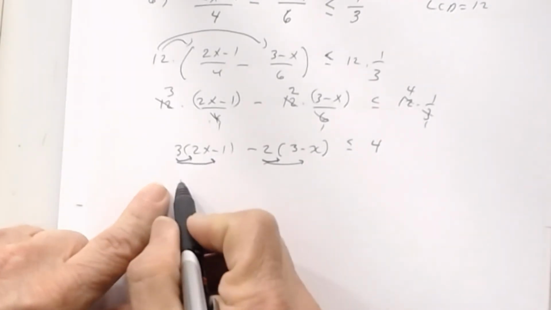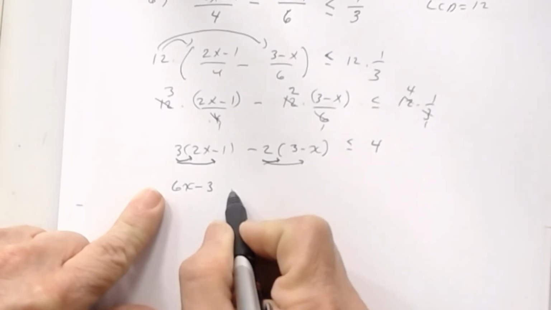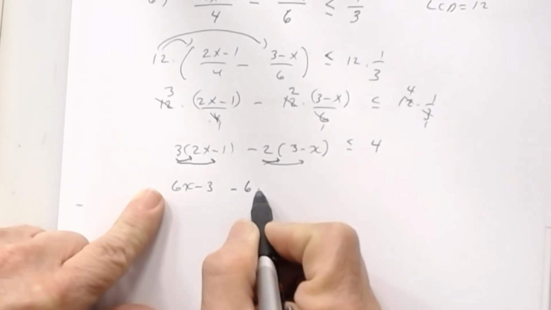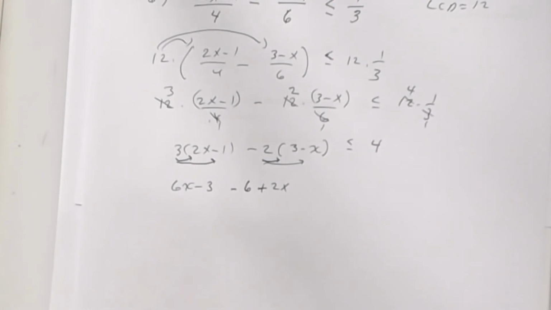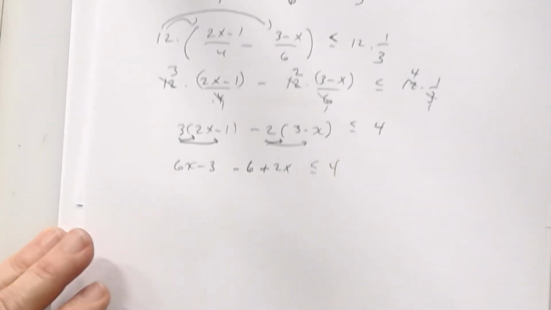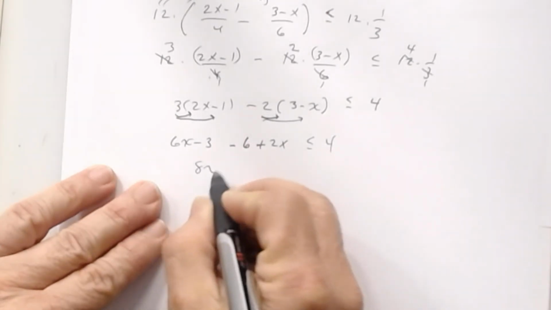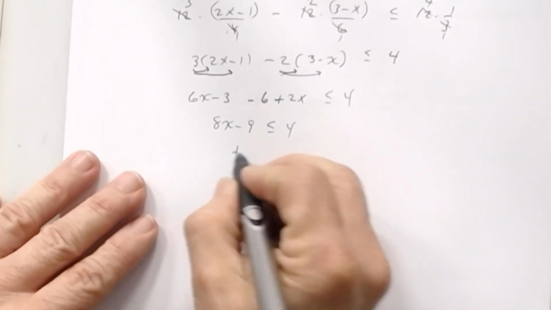So what is this right here? Minus 3. What's this right here? Negative 6, plus 2x. This is less than 4, right? A couple more steps and you're done. What's the next step? So what do you get when you combine like terms? 8x minus 9 is less than or equal to 4. What's the next step? Add 9 to both sides.